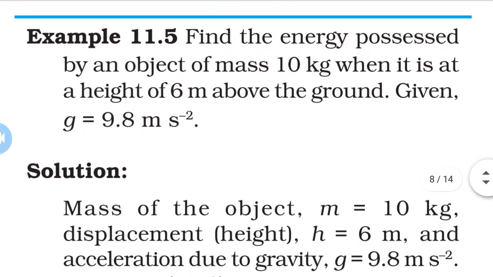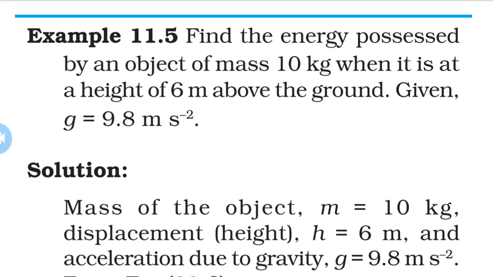Now let us take example 11.5. Find the energy possessed by an object of mass 10 kg when it is at a height of 6 meters above the ground. Given g is equal to 9.8 meter per second square. Here the mass is given, that is 10 kg, the displacement, that is the height, is given, h equal to 6 meters, and the acceleration due to gravity, g, is given as 9.8 meter per second square.